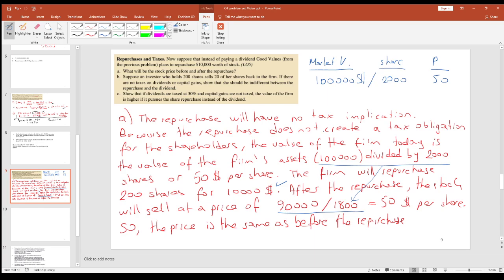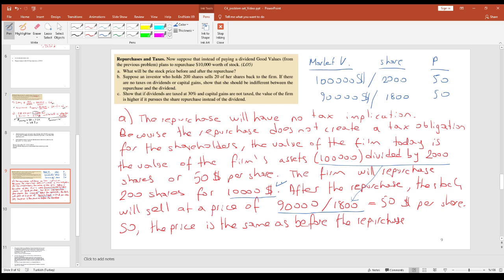So what will be left in the company as an asset, as an equity? $90,000 will be left because we spent $10,000 here. So since we take 200 shares out of the market, how many shares will be left in the market which can be sold and bought by investors? If we take 200 out of the market, we are going to have 1,800 shares left in the market. Okay, so the result will be again the same.